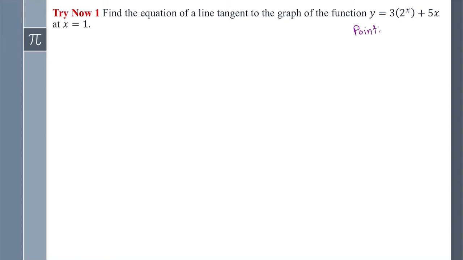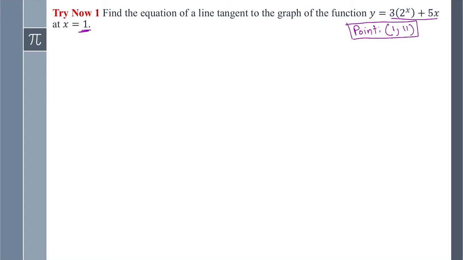So the point where we are finding the tangent line, or the point of tangency, point of contact, the x value is 1, it's given. Now to find the y value, we plug the 1 into our function here. So it is 3 times 2 to the 1, which is 2, so 3 times 2 is 6, plus 5 times 1 is 5, so 6 plus 5 is 11. So that's the point where we are finding the equation of the tangent line.